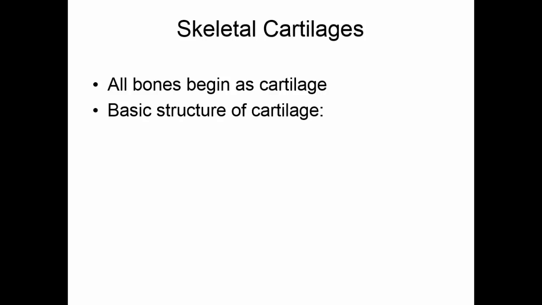The major component of the skeletal system are the bones, so that's going to be what we discuss now. There are a number of cartilages involved in the skeletal system. First of all, almost all of our bones begin as cartilage. You'll remember that the basic structure of cartilage is mostly water. That's what gives cartilage its resiliency.